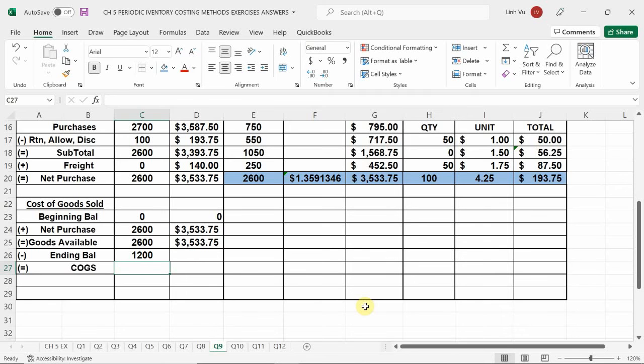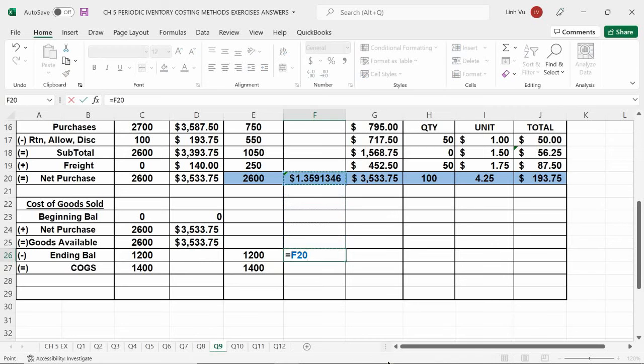Okay? So, starting with the first one here, if I had 2,600 units to begin with, and I now have only 1,200 units left over, my assumption is I must have sold 1,400 units. And this is where you can solve for either ending balance or cost of goods sold, because at the end of the day, the average cost per item is going to be the same. So whether you solve for either one, right?